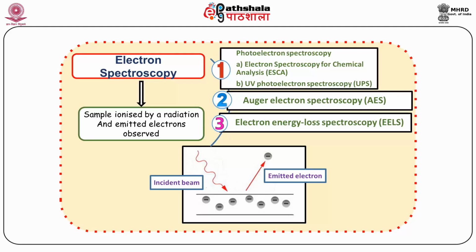So if we sum up, electron spectroscopies are of three different kinds, and in all these what we find is that the sample is ionized by radiation and the emitted electrons are observed. The first was photoelectron spectroscopy, then Auger electron spectroscopy, and the third was electron energy loss spectroscopy. With a little modification, it becomes high resolution electron energy loss spectroscopy. That also helps us in analyzing the ions or material at the surface.